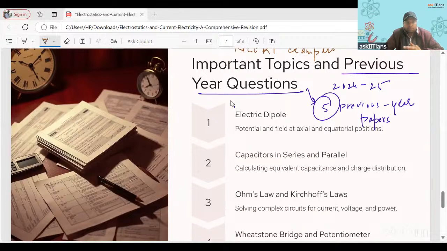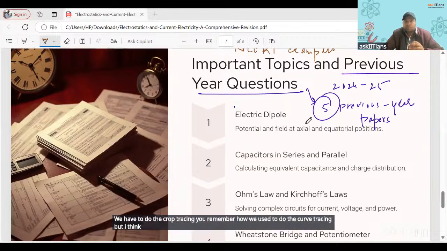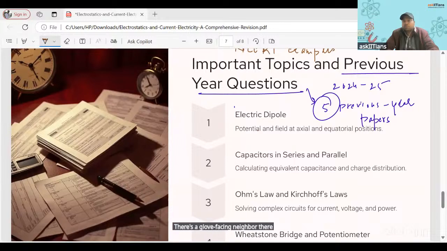Now, if we have to do the curve tracing, you remember how we used to do the curve tracing, but I think I have not taught you that. Curve tracing I have not told anyone, right? Does anyone know how to do curve tracing? No? Anyway, I'll show you how the graph is going. So the graph of this function is going to look like this.